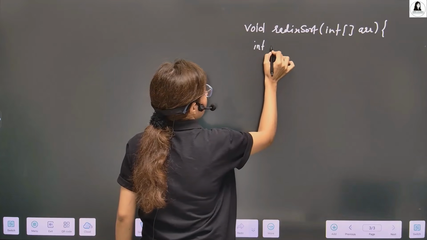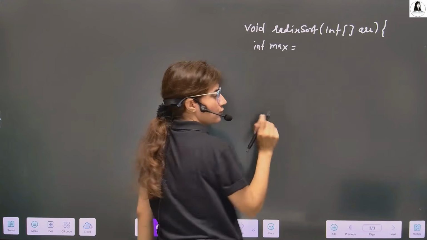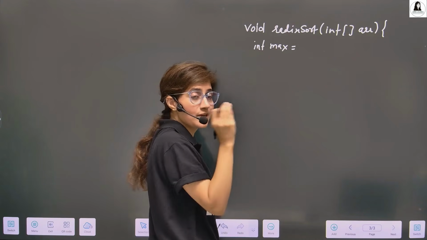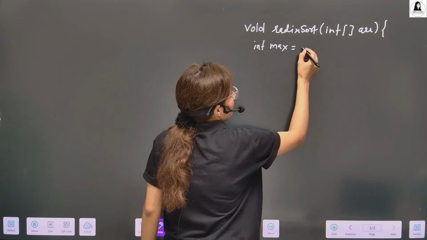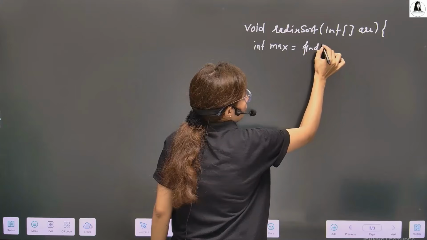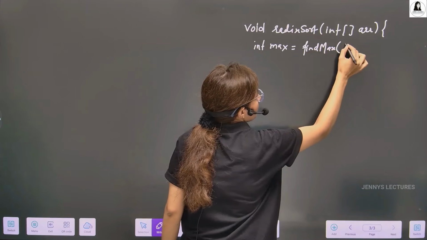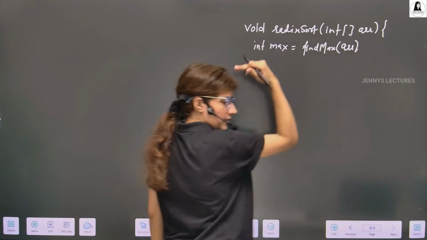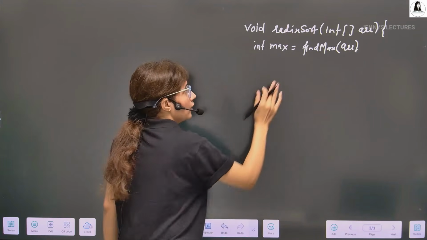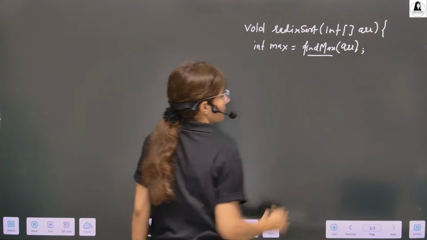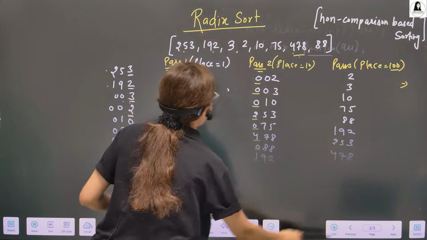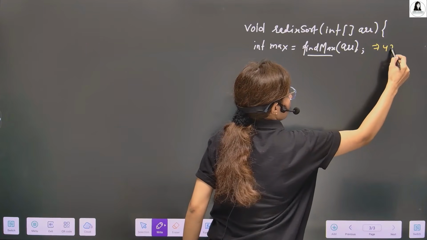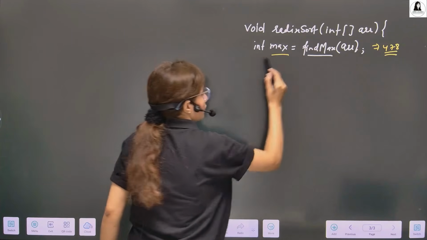Suppose we find int max, because we want to get the number of digits in the maximum element, to know how many passes we need to follow. We have a method, findMax, which we wrote in the previous case; just pass the array, and in that method itself we can find the length of the array. So this method will give me the maximum element. This is 478. Now my max is 478.